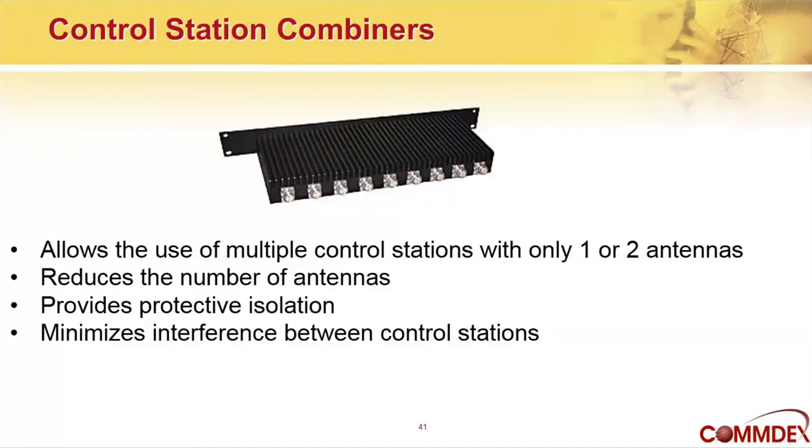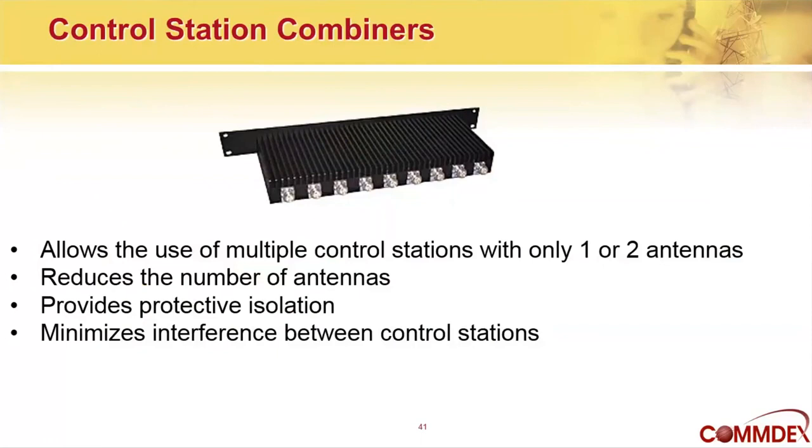And the problem is you don't want to have an antenna for each one, because you may have 6, 8, 10 of these things. I've seen stacks of 30 of these things at a site. And so you use one of these control station combiners to reduce the number of antennas when you have a lot of these control stations. And remember, a control station does both transmit and receive. So this is not actually a transmitter combiner. It's a control station combiner that works on both transmit and receive.